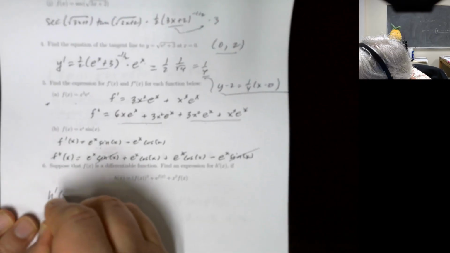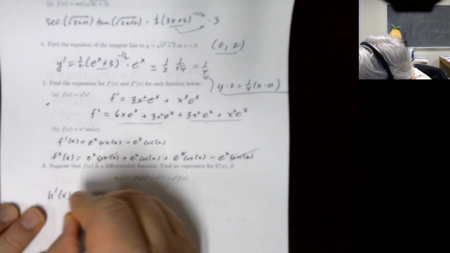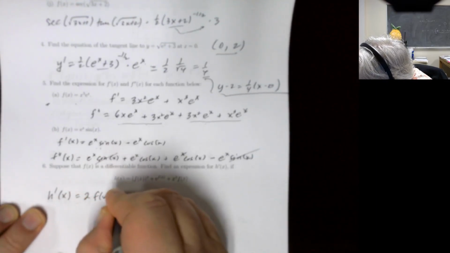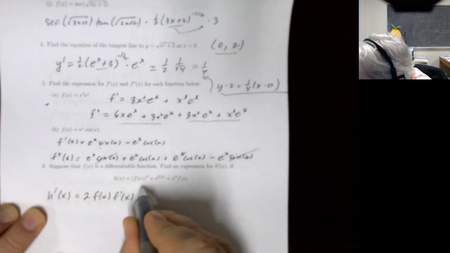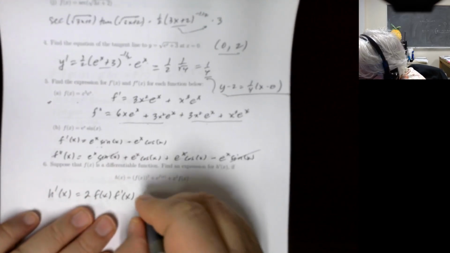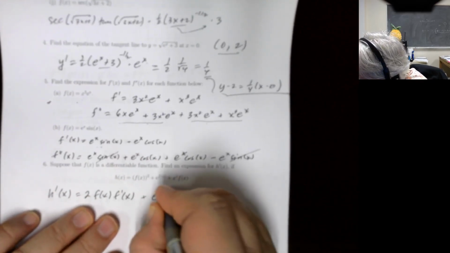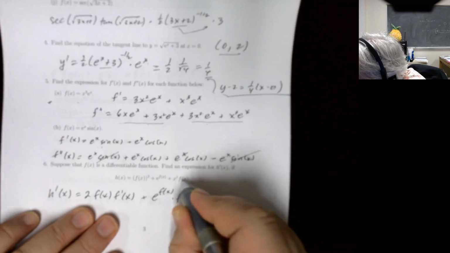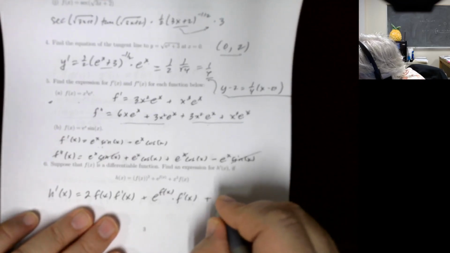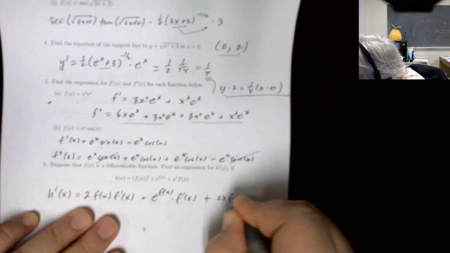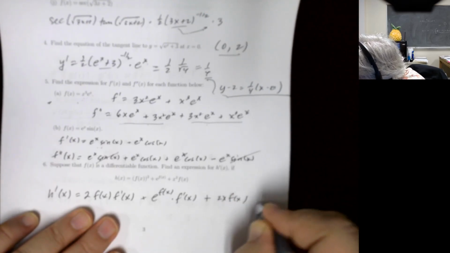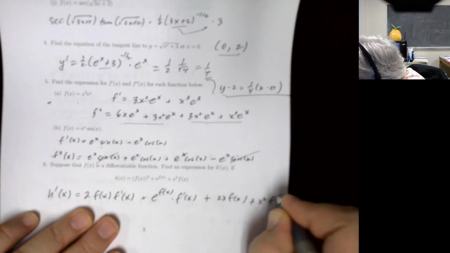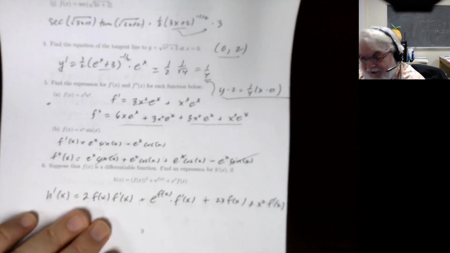Good. Finally, h prime of x will be 2 times f of x times f prime of x. So that's coming from the chain rule there, plus another chain rule, e to the f of x times f prime of x, plus, and then we have a product rule, 2x f of x, I'm running out of space, plus x squared times f prime of x. There we go. Good.